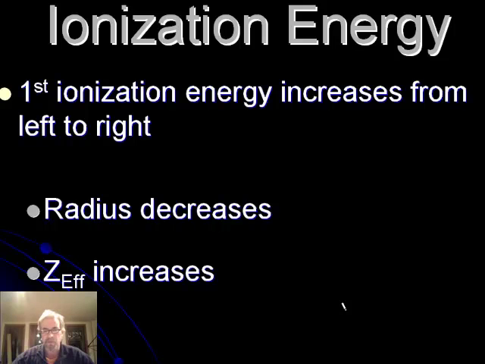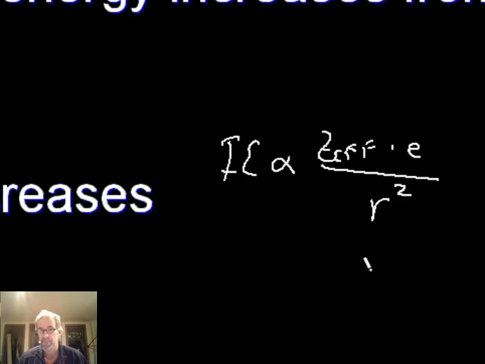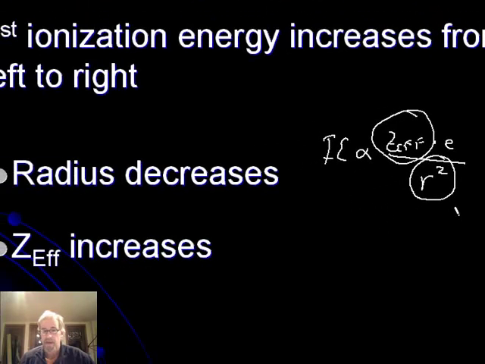In general, first ionization energy increases from left to right, and that's for two reasons. Remember, the ionization energy is going to be proportional to the effective nuclear charge times the charge on an electron divided by the square of the radius of the atom. As you go from left to right in a period, the effective nuclear charge is getting larger, and since that's in the numerator, the ionization energy will get larger. And the radius is getting smaller, and since that's in the denominator, that would also cause the ionization energy to increase. So ionization energy gets larger as you go from left to right in a period.